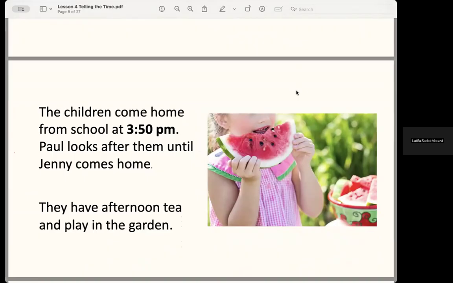The children come home from school at 3:50 p.m. Paul looks after them until Jenny comes home. They have afternoon tea and play in the garden.